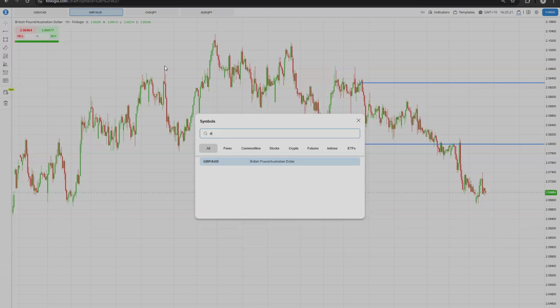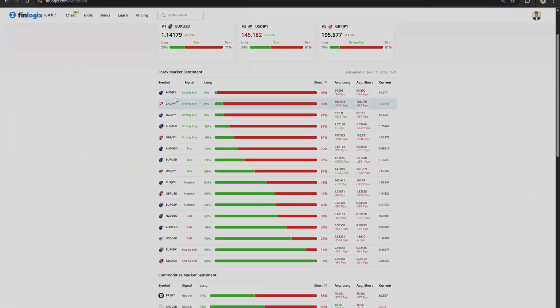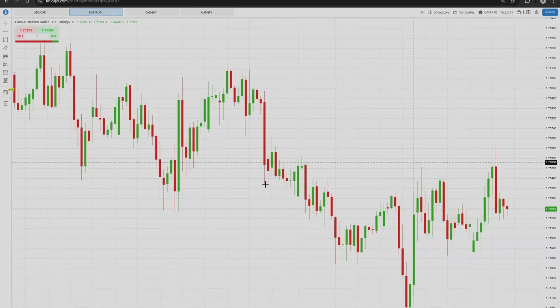One thing I want to mention, as I always do, is see, we have Aussie yen, CAD yen, New Zealand dollar yen. The first one is Aussie yen, and we're looking to sell it. Okay. So we're looking to sell the Australian dollar. So it wouldn't make any sense for us to sell Euro Aussie. So that strong buy makes sense because we're selling the Australian dollar and we're buying the euro. So let's have a look on that.